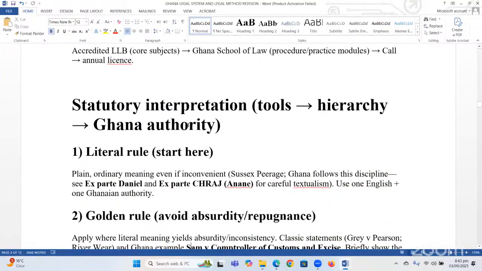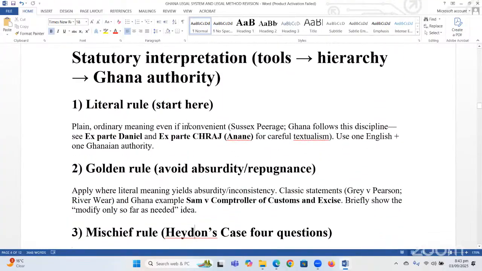So let's talk briefly about statutory interpretation. Statutory interpretation is also a topic in legal method. So if you look at volume 2, I've also discussed that.